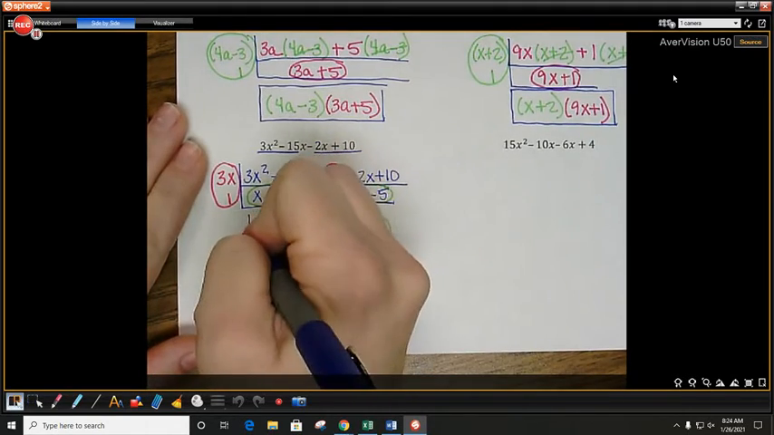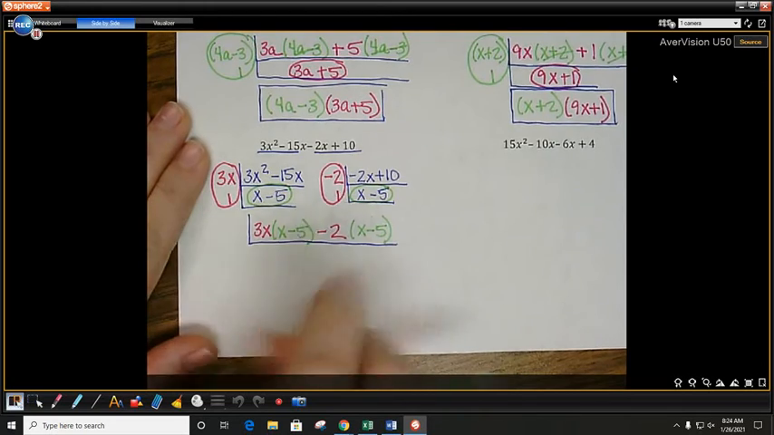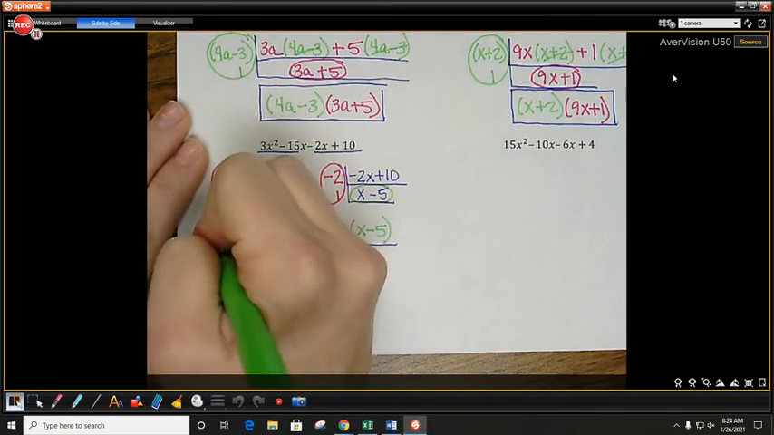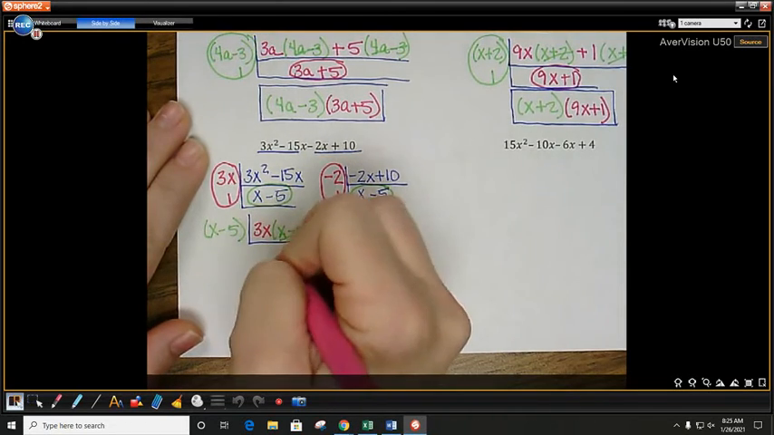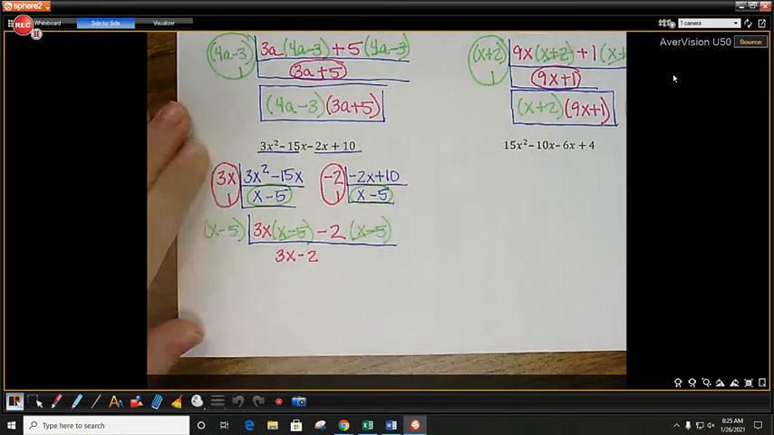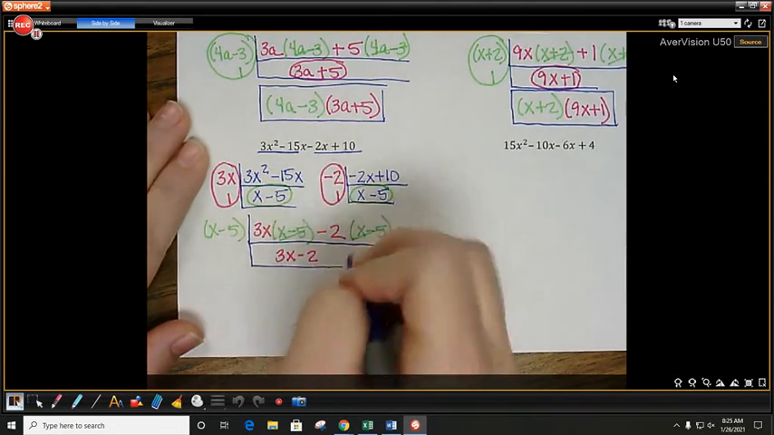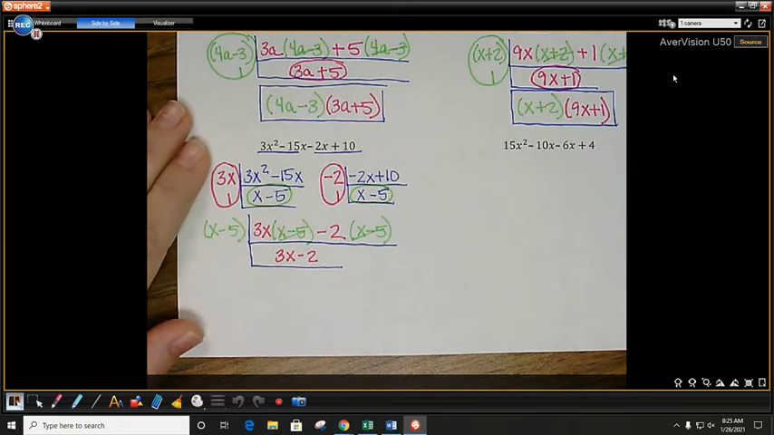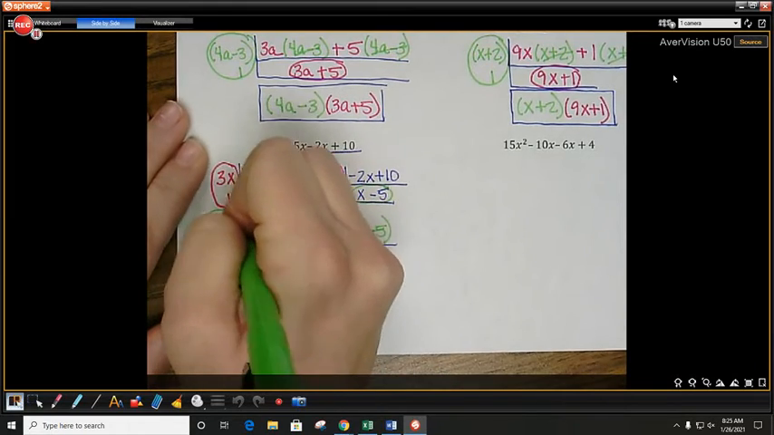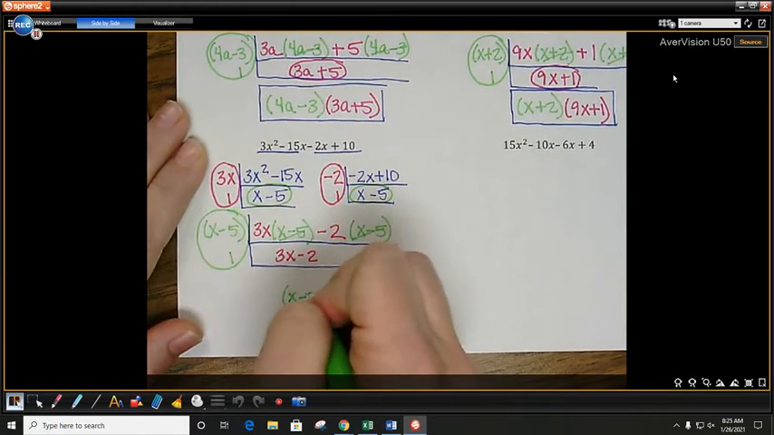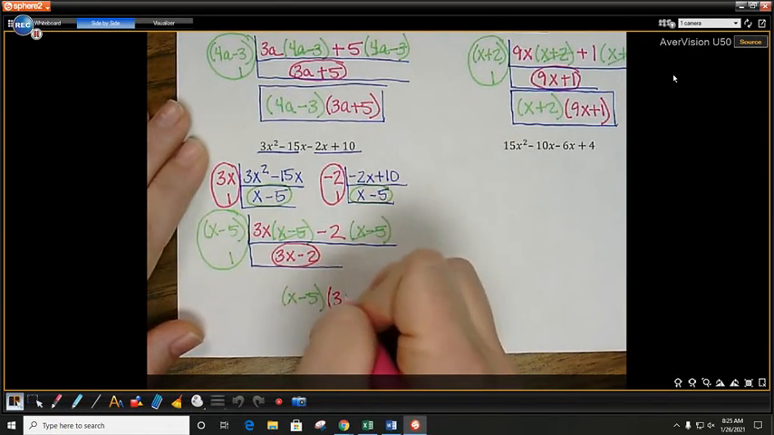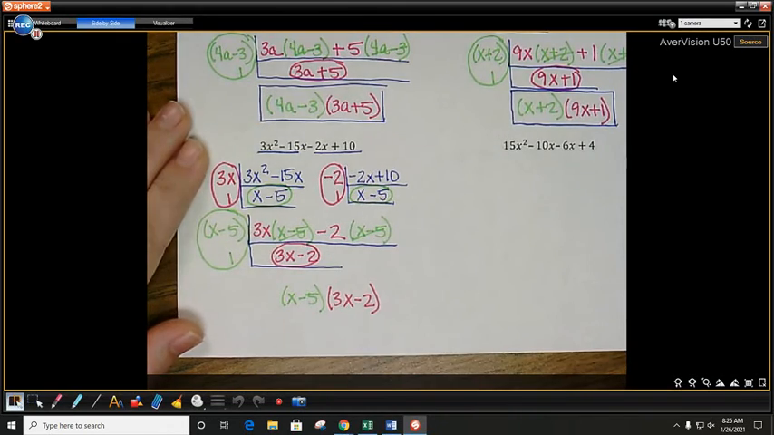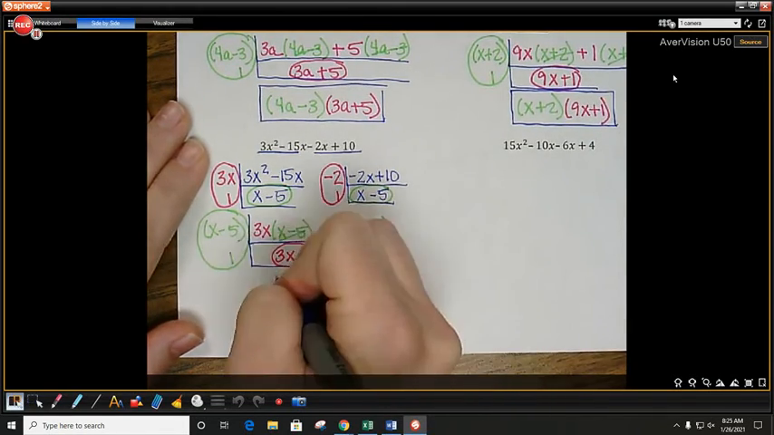Now we're putting it all back together, and notice our parentheses are matching. So x minus 5, gone, gone, and I'm left with 3x minus 2. There's no common factors other than 1 with 3x minus 2, so I'm just factoring out a common factor of 1. My GCF is x minus 5 times the last row of my upside down division, which is 3x minus 2. And there is my answer.